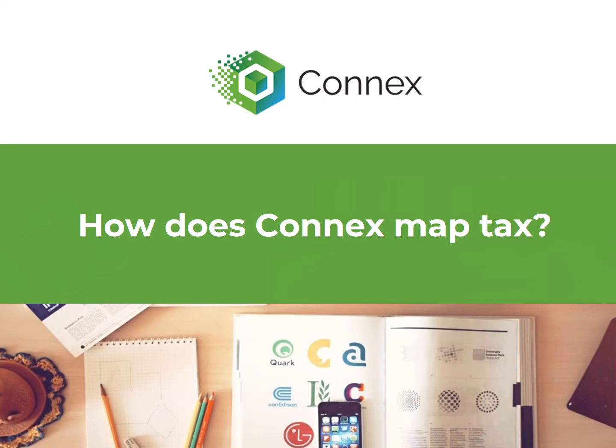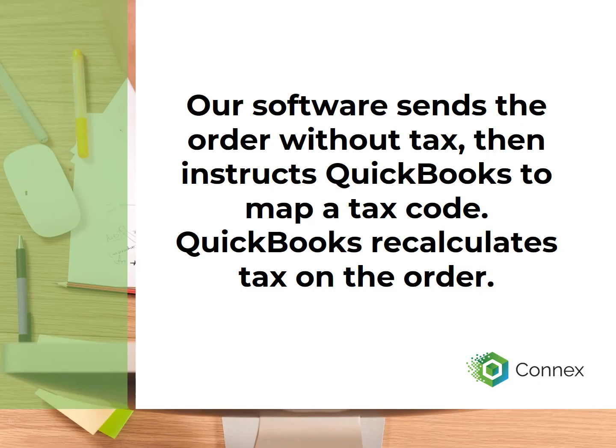So let's get started with how our software maps your tax. Our software will take your sale from your website and send it to QuickBooks without any tax. Then our software will map a tax code based on your particular settings. So if it's an order for $106.25, we'll send the order to QuickBooks with $100 of product. And if you're in Massachusetts, where the sales tax is 6.25% as of this recording, we'll apply a Massachusetts tax code and add $6.25 to the order.